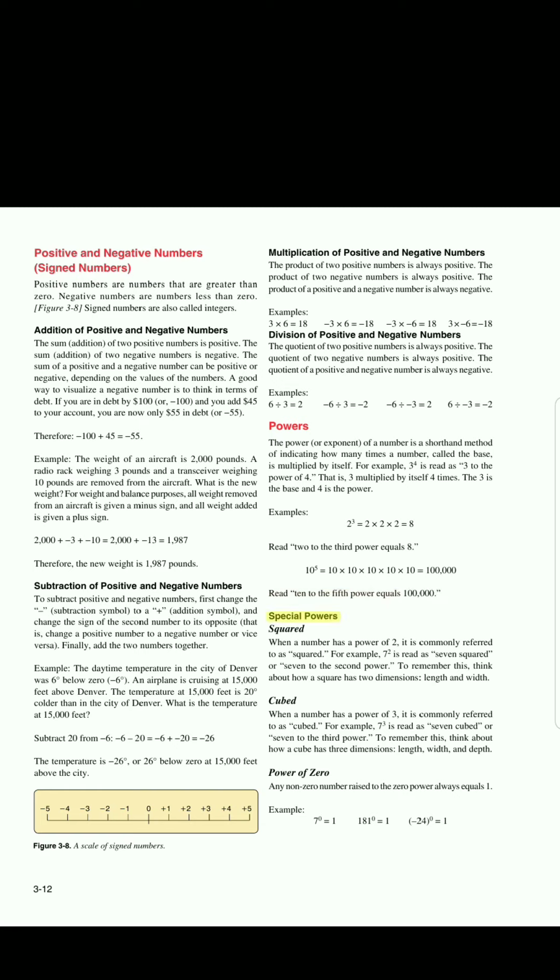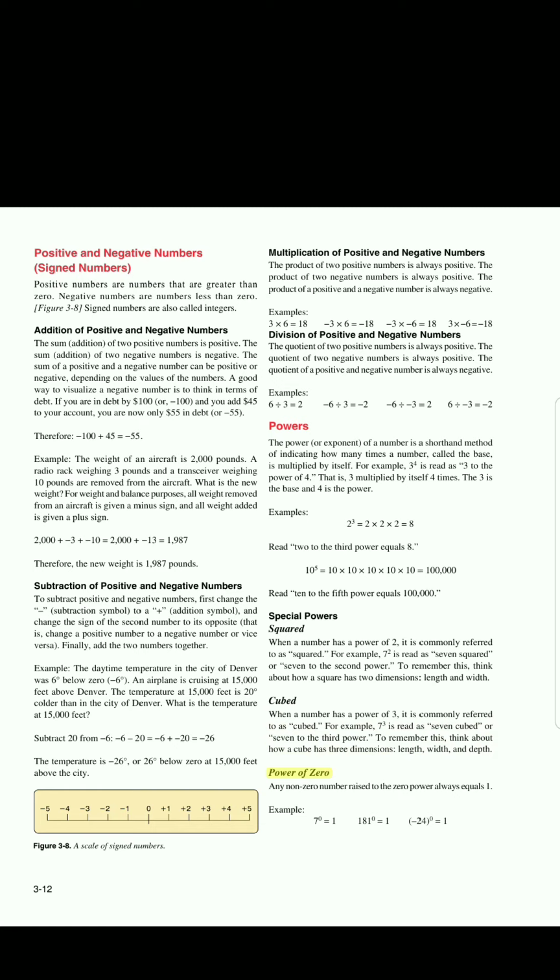Special powers. Squared. When a number has a power of 2, it is commonly referred to as squared. For example, 7 to the 2 is read as 7 squared, or 7 to the second power. To remember this, think about how a square has 2 dimensions, length and width. Cubed. When a number has a power of 3, it is commonly referred to as cubed. For example, 7 to the 3 is read as 7 cubed, or 7 to the third power. To remember this, think about how a cube has 3 dimensions, length, width, and depth.